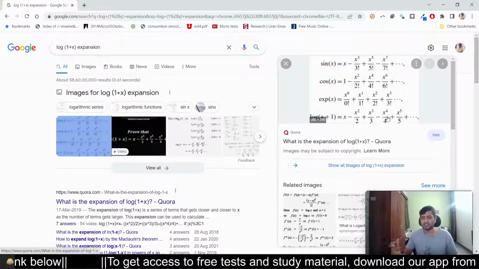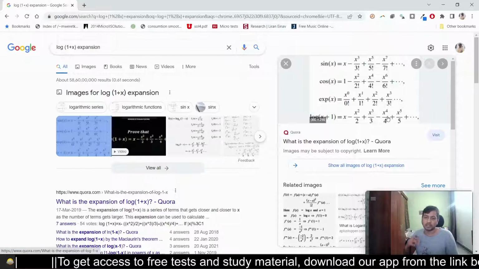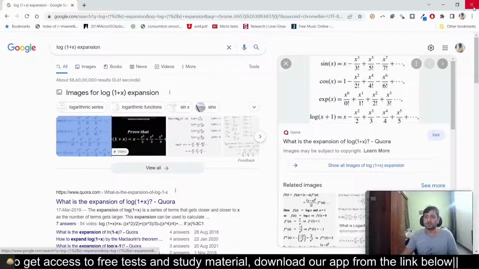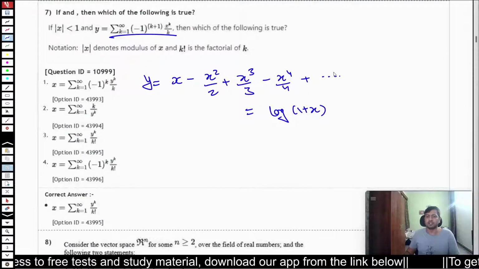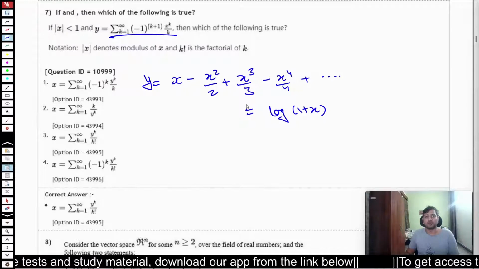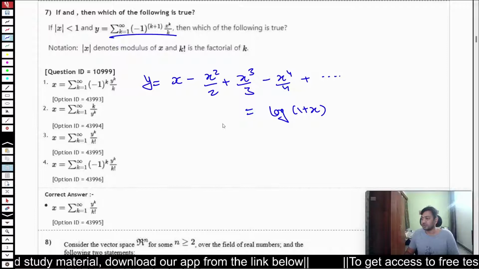एक formula sheet maintain करो. This is what I keep telling to my students also, and they do that. Maintain a formula sheet in which you write down these expansions. It's very crucial that you remember them. ठीक है. So log 1 plus x का expansion है ये और कुछ नहीं है. So this is your value of y. y is equals to log of 1 plus x.